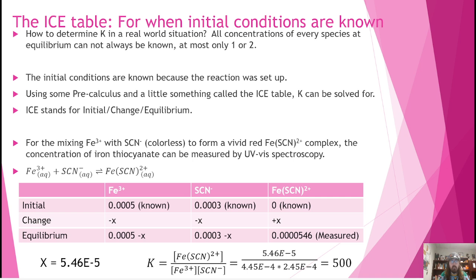We have to use a little bit of pre-calculus. We have to use a concept called an ICE table, where we can solve for our K expression. ICE stands for initial, change, and equilibrium. The idea is that at initial conditions, we're mixing these together, and before the reaction starts, we have no product present.